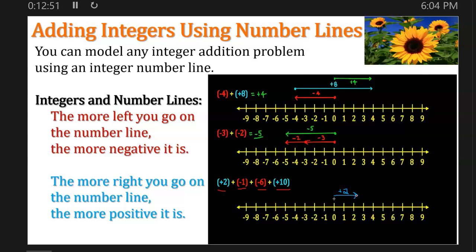But now we need to move back -1. So I'm going to start here, move back a -1, and I'm going to stop right in line with this -1 here. So I'm going to write a -1 here. Okay. And again, I'm now here at the -1. And I'm going to have to go another -6. So since I'm adding a -6, I need to go 6 more spaces to the left.